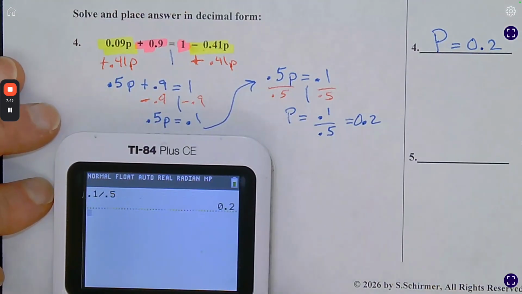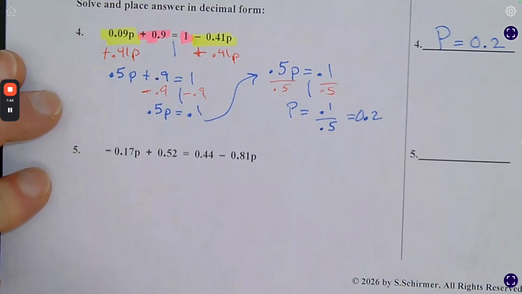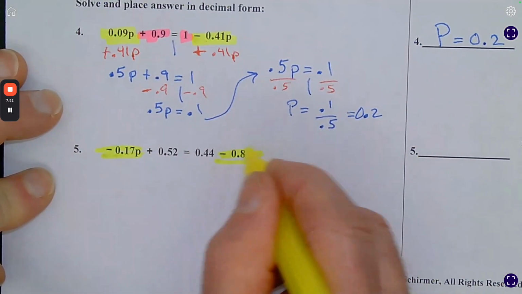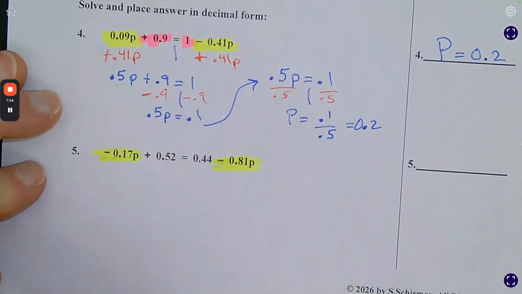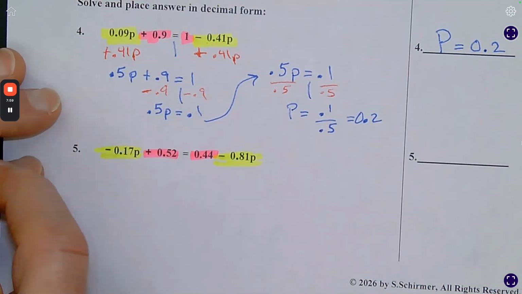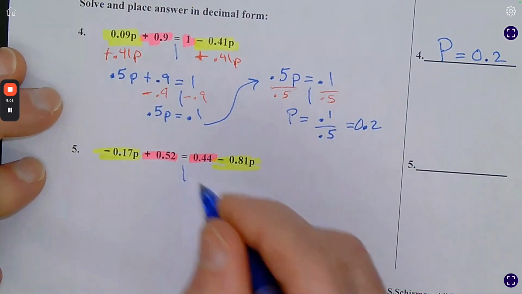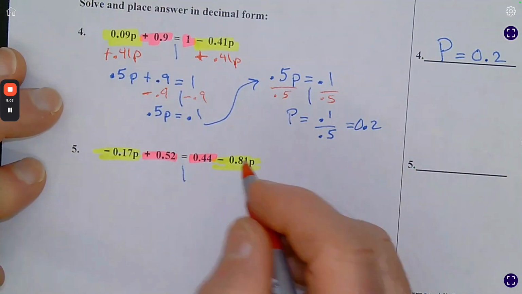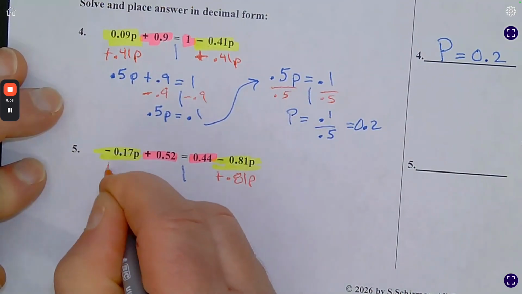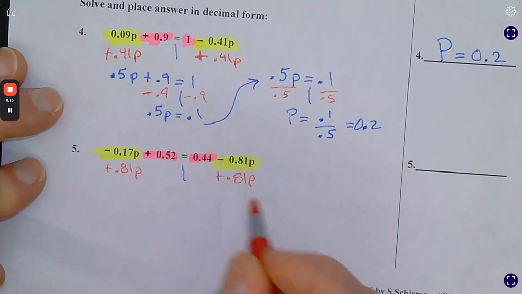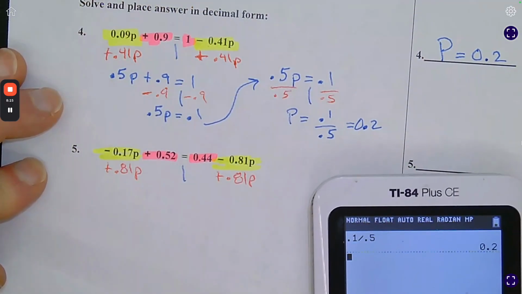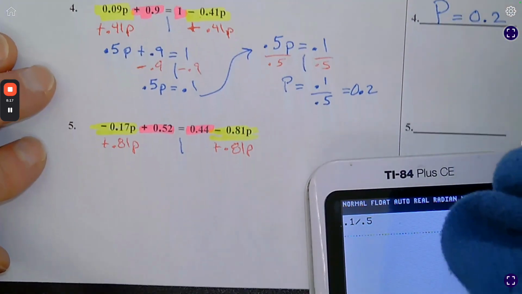Okay, last one. Identify those variable terms. There it is. All right, identify those constant terms. There it is. Okay, move those variables to the left. Plus 0.81p, plus 0.81p, because that's the inverse of minus, right? I'm going to use my calculator on this, if that's all right. I'm going to move this up for y'all too.